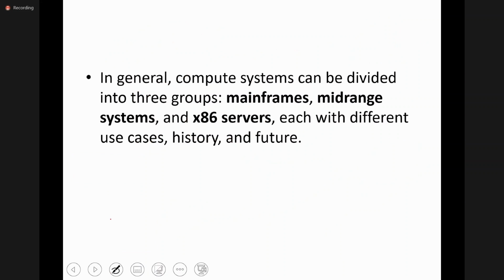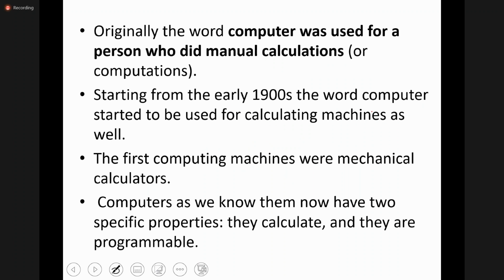And then the normal, popular ones are x86 servers, which are located in most companies or organizations. Even in our university, we have several x86 servers, and companies also have their own servers. We are not talking about PCs, because PCs are small ones. We are talking about the servers which are serving the network. So there are three categories: we can call them mainframe, mid-range system, and x86 server.